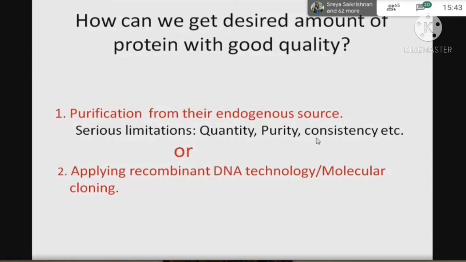In endogenous, there are serious problems. We cannot get a high amount of protein. We cannot get highly purified protein. And there is no consistency among samples, so the protocol of isolation and purification will vary. So we apply recombinant DNA technology to get good quality and good quantity of protein.